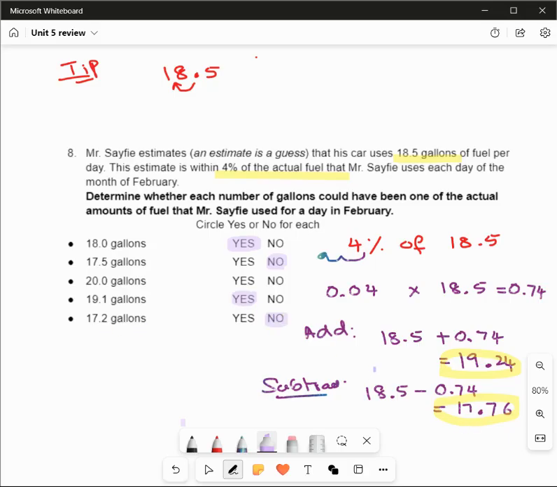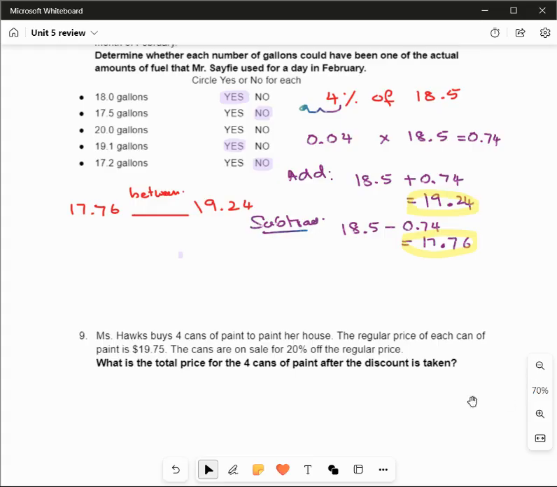Okay, you guys understand what I'm doing here: I'm looking at values between 17.76 and 19.24. So whatever you have between these values. All right, so make sure you understand this question, and let's go and answer this one, and then we can go on to the next one. Hope you understand that question really well.